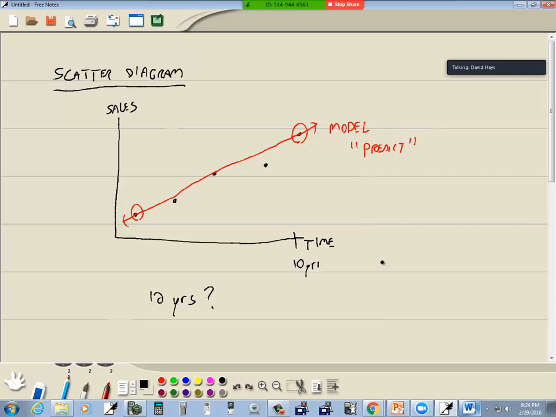Now, after you come up with your equation, let's say I come up with y is equal to x plus 7. Then to plug the 12 in, we get 12 plus 7, which gives us 19. Maybe this is in thousands. So that tells us at year 12, we're going to have 19,000 for sales. So that's the purpose of a scatter diagram.